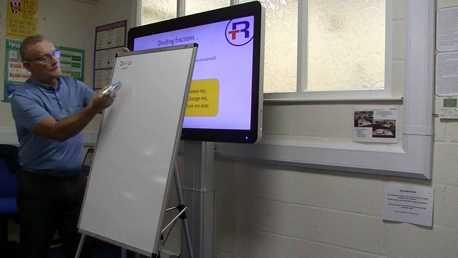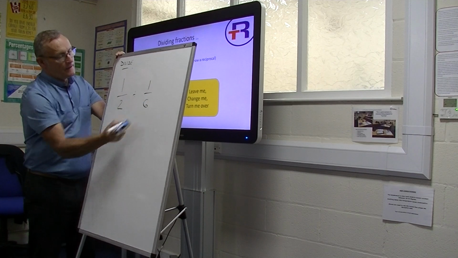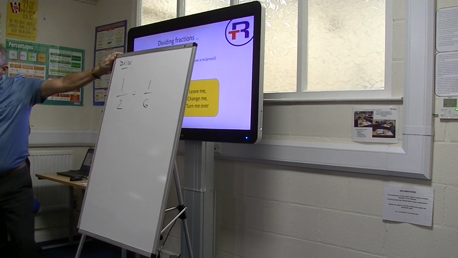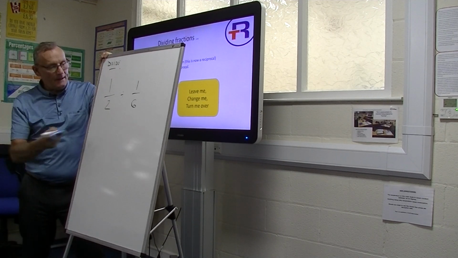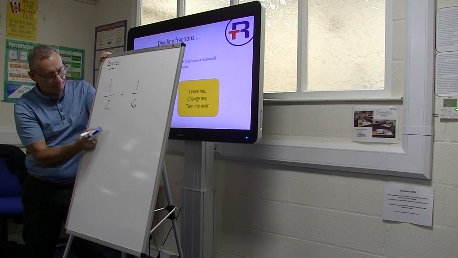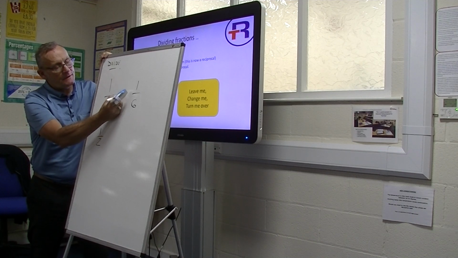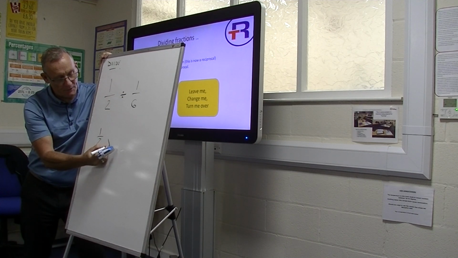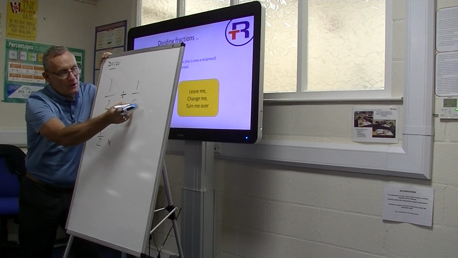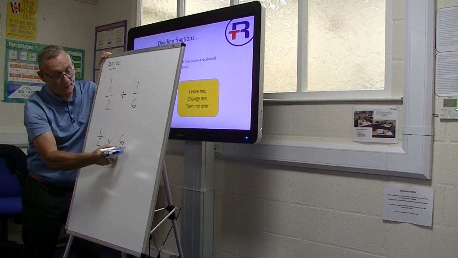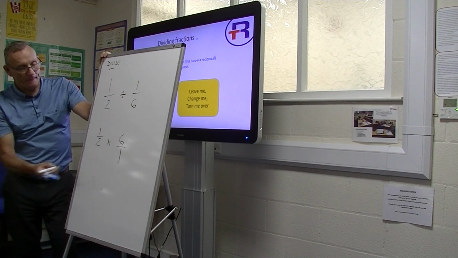So dividing fractions. There's a little mantra I want you to remember, and it's this. Leave me: you leave the first fraction as it is. Change me: you change the division sign to its opposite, which is a multiplication sign. Turn me over: you turn the second fraction upside down. So instead of 1 over 6, we've now got 6 over 1.